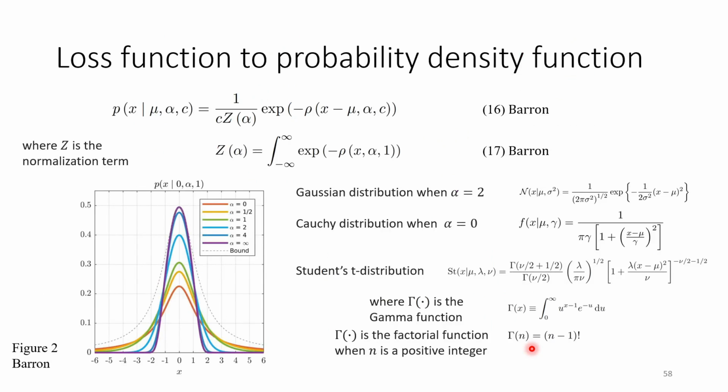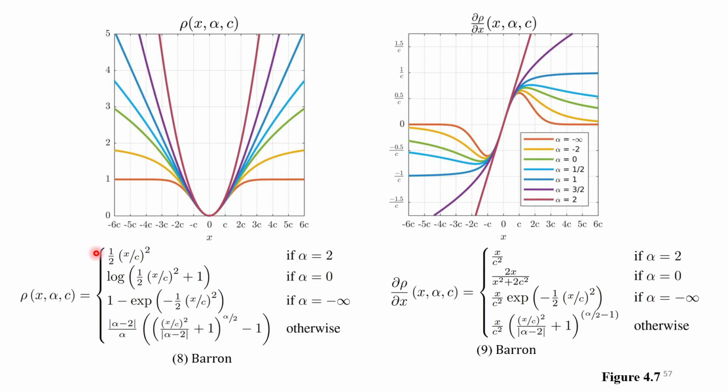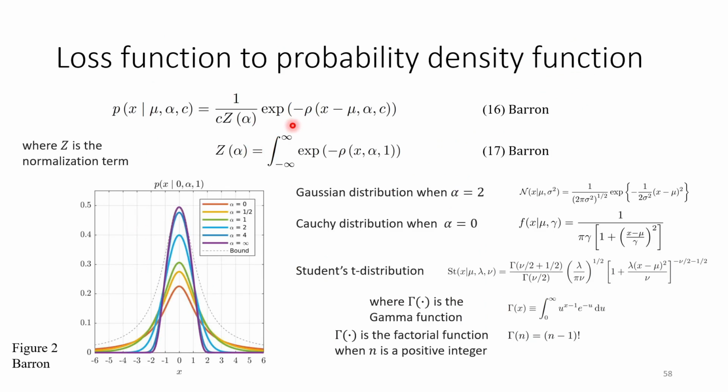So the question is, you have such a general loss function, what can it be used for? It can be used to create a probability density function. Say here, this is a Gaussian loss, right? We are quite familiar with it. If we use the loss function in the exponential term, then we can create a probability density function.